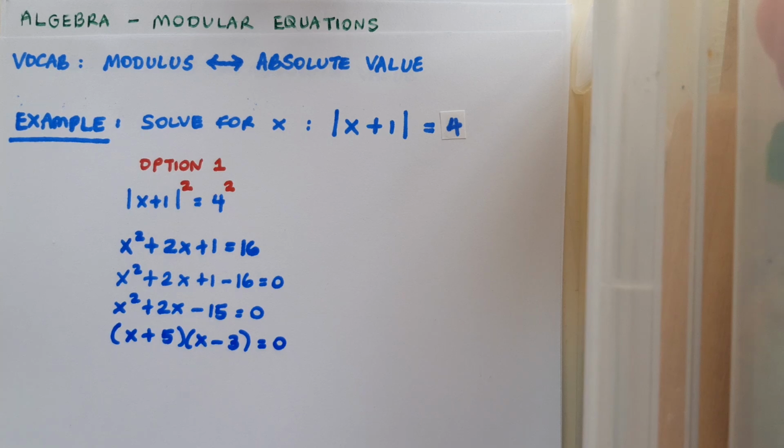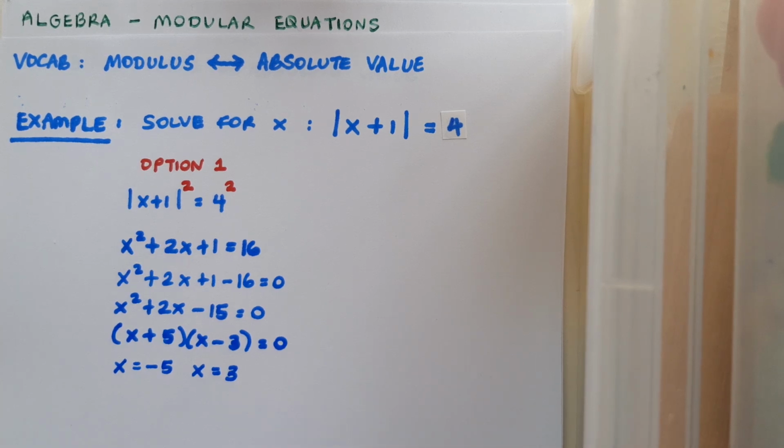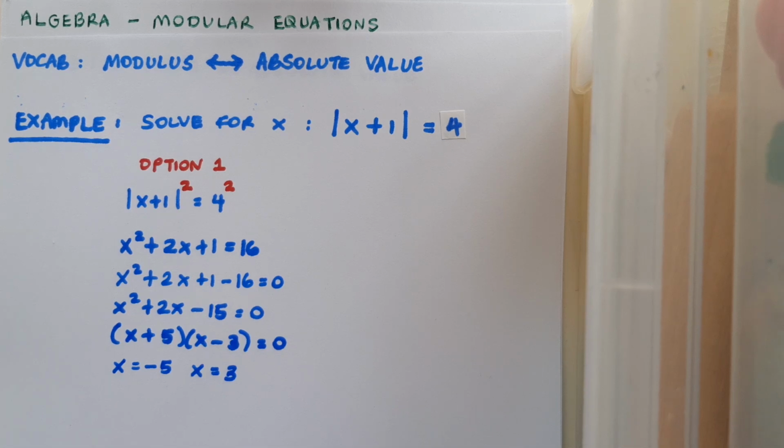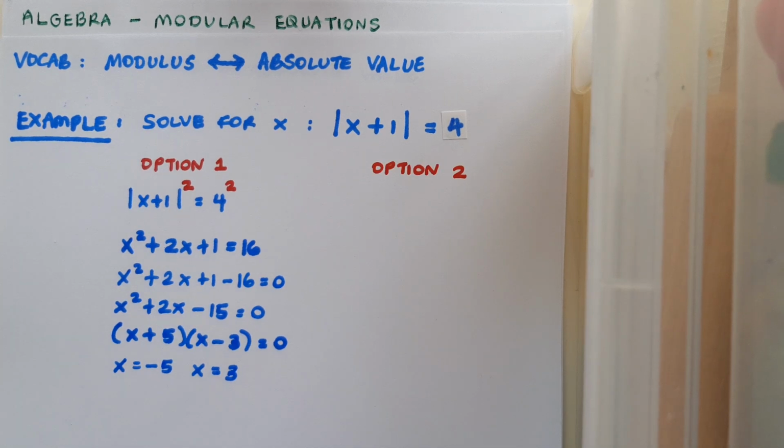So in this case, my factors are x plus 5 times x minus 3 equals 0. And I get two solutions, x equals minus 5 and x equals 3. I personally quite like this approach because option 1, where I square both sides, will work for a question of this type. It'll work for a slightly more complicated modulus equation question, and it'll work for modulus inequalities also. So it's a pretty safe option.